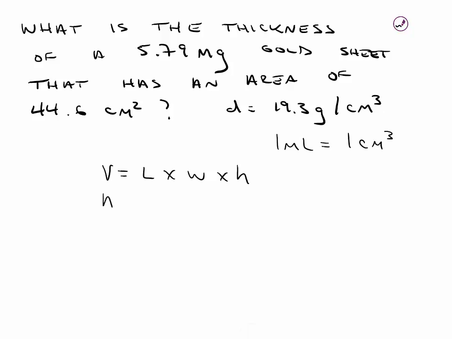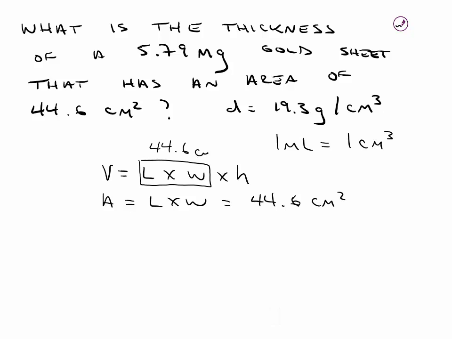I also remember that area is equal to length times width. And if we look at the problem, we are given that we have 44.6 centimeters squared, and that's the area. So that tells me I already have this component here, which is going to be 44.6 centimeters squared. What I need to solve for is the height and the volume. Now I can get the volume using the density as a conversion factor, because I'm told that I have a mass unit of 5.79 milligrams of the gold.